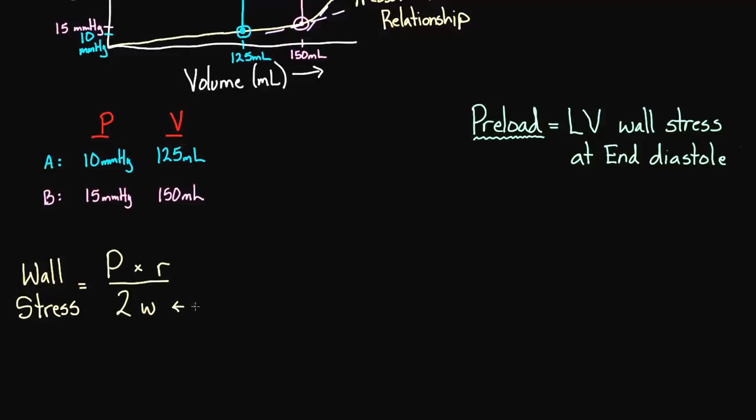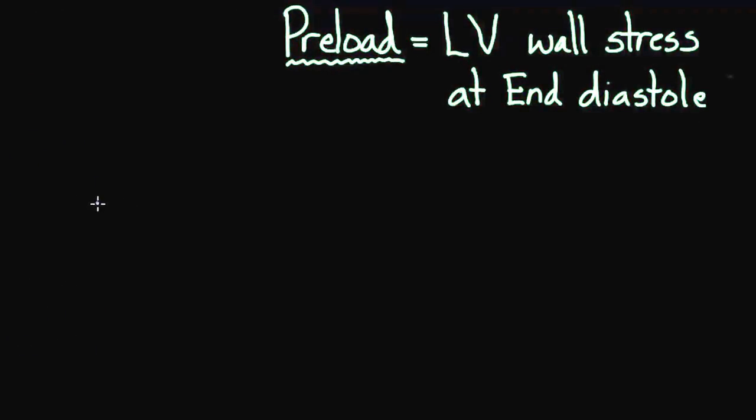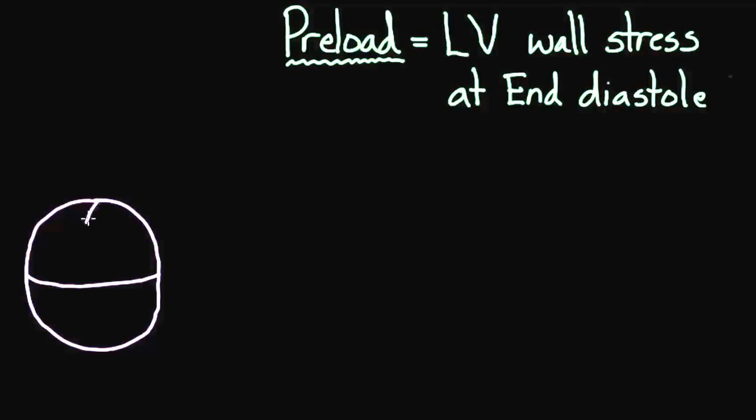W is wall thickness, right? And remember, Laplace was not working with left ventricles like we are. He was working with spheres. So he was working with something that looked a little bit more like this. He was saying, okay, if this is your sphere, I'm going to try to draw it as best I can, right? Then let's say you take that sphere and chop away half of it. Let's say you just cut away the top half, right?